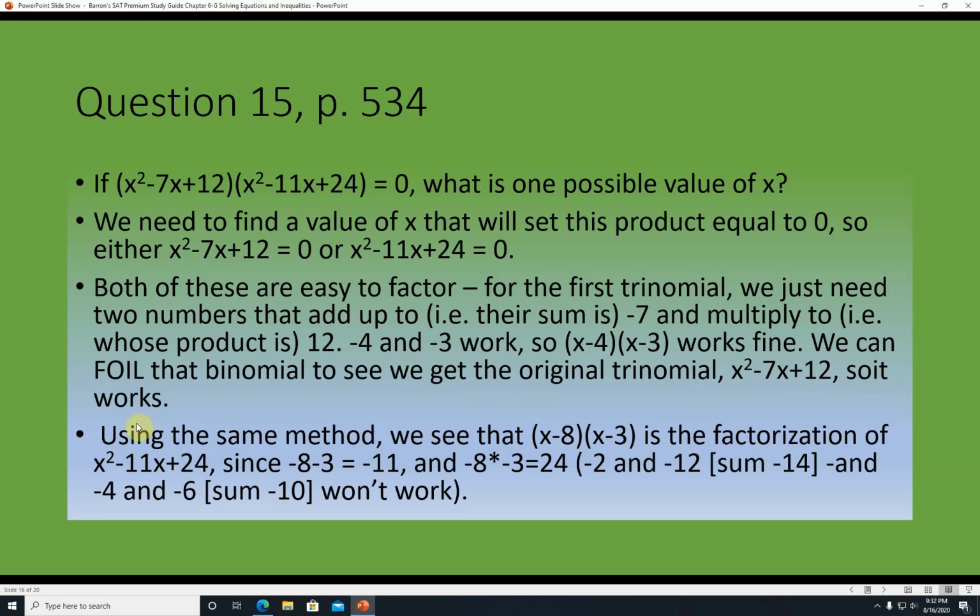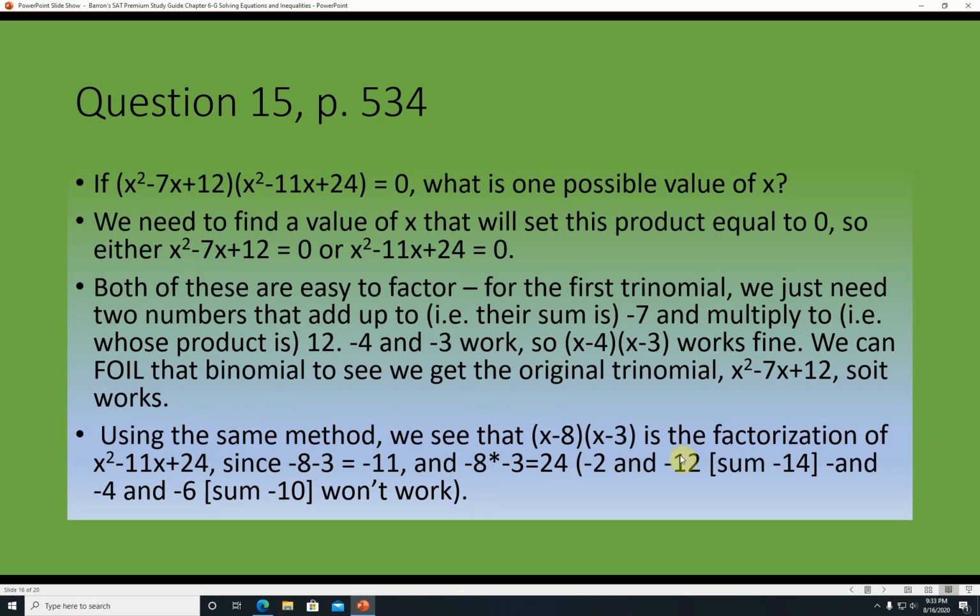Anyway, using the same method, we see that x minus 8 times x minus 3 is a factorization of x squared minus 11x plus 24, because negative 8 minus 3 is negative 11, so the x coefficients work, and then negative 8 times negative 3 is 24. So we have negative 8 minus 3, not negative 8 minus negative 3. That would be negative 8 plus 3, which is not what we're talking about. Anyway, negative 8 minus 3 is negative 11, and negative 8 times negative 3 is 24.